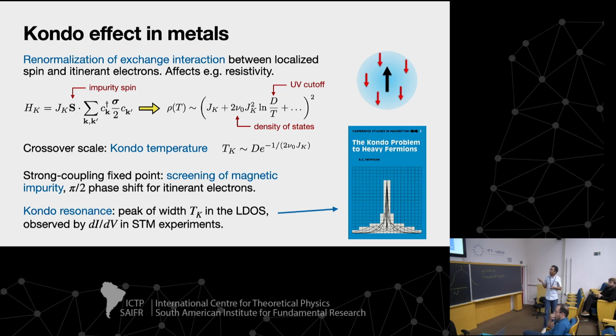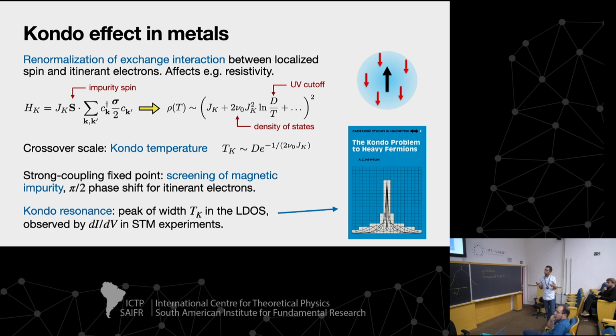By analyzing when this kind of expression for the effective exchange coupling breaks down, you can extract this natural energy scale, which is the Kondo temperature. It's non-perturbative in this coupling J_K. And if you go to lower energies below this Kondo temperature, you have to understand this strong coupling fixed point. And the simple picture is that at that fixed point, you have some infinite exchange coupling, and then the impurity spin will be screened by the conduction electrons.